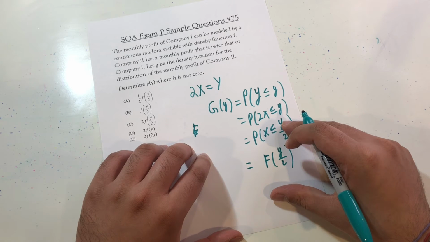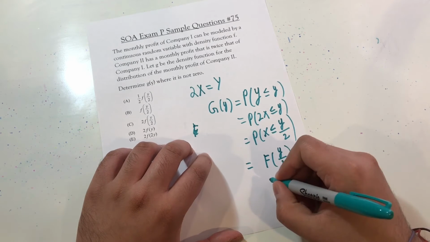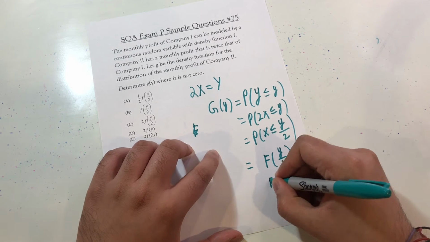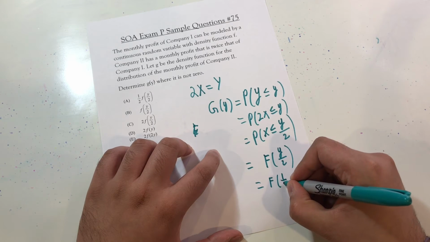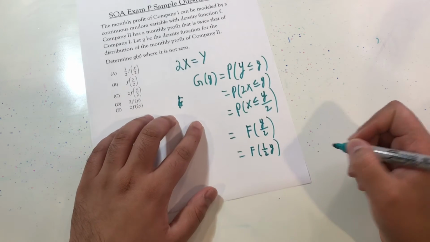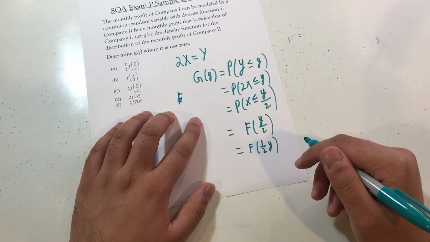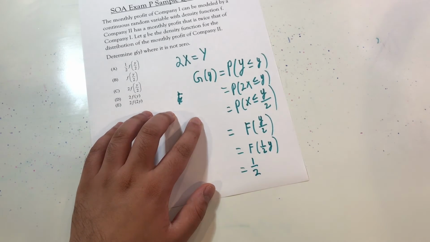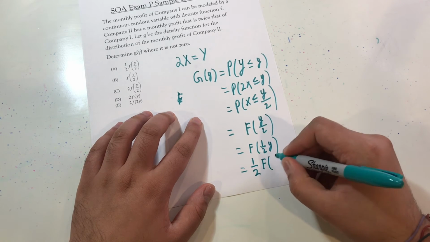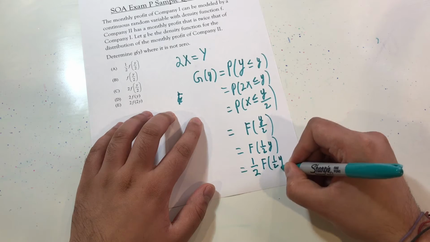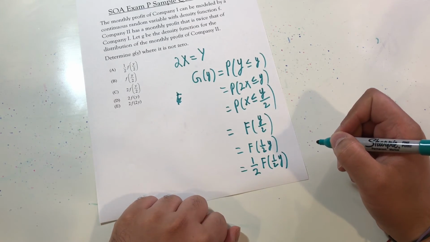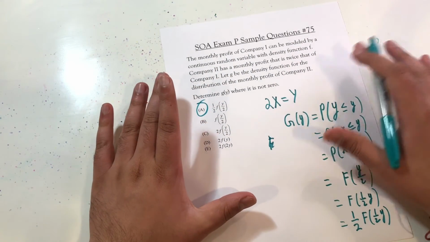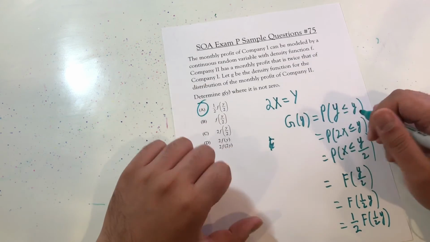We can differentiate and simply get, just rewriting this a little bit to make it easier to understand, differentiating, we get 1 over 2 multiplied by f of 1 over 2 y, which lines up with answer choice A. All right, so not a standard sort of transformation problem, still a good one to try and understand.